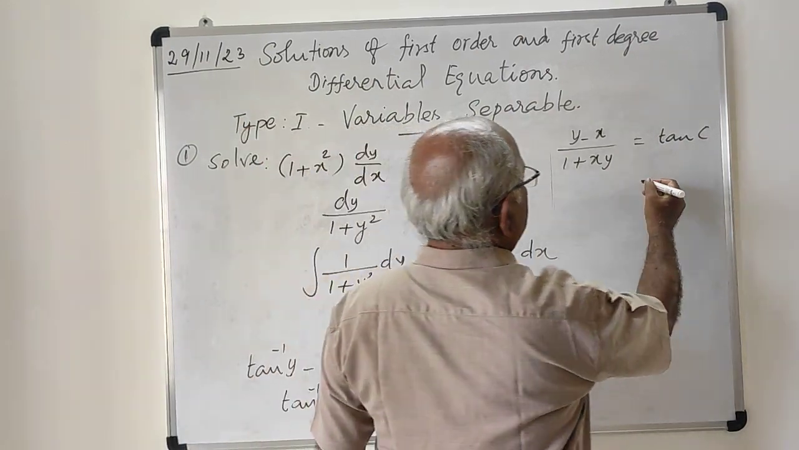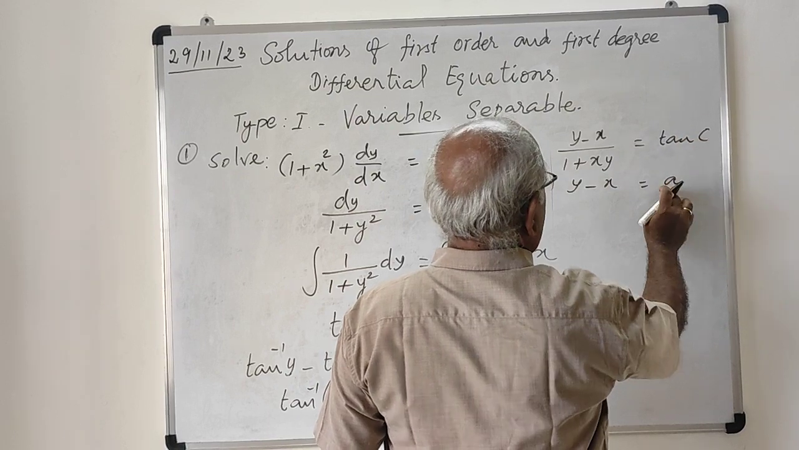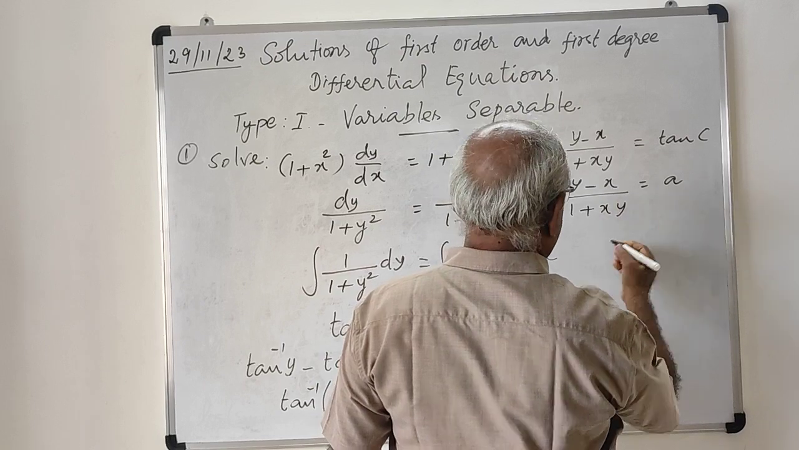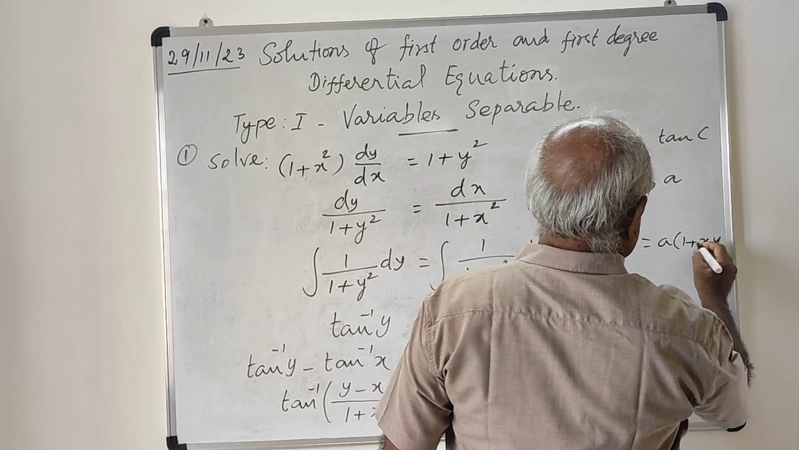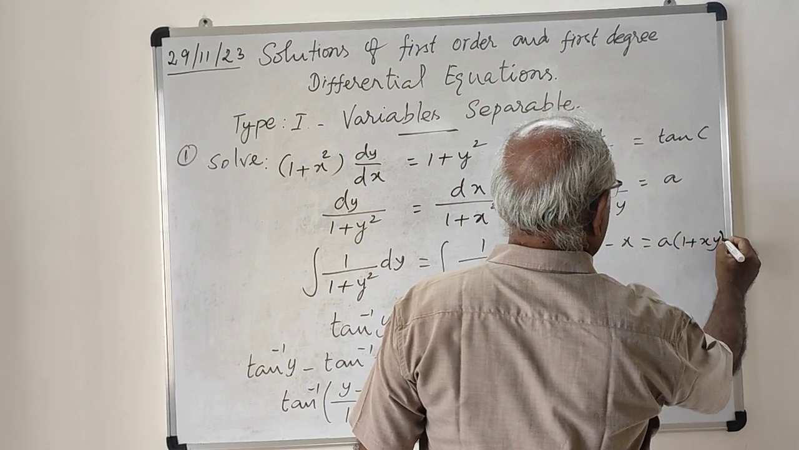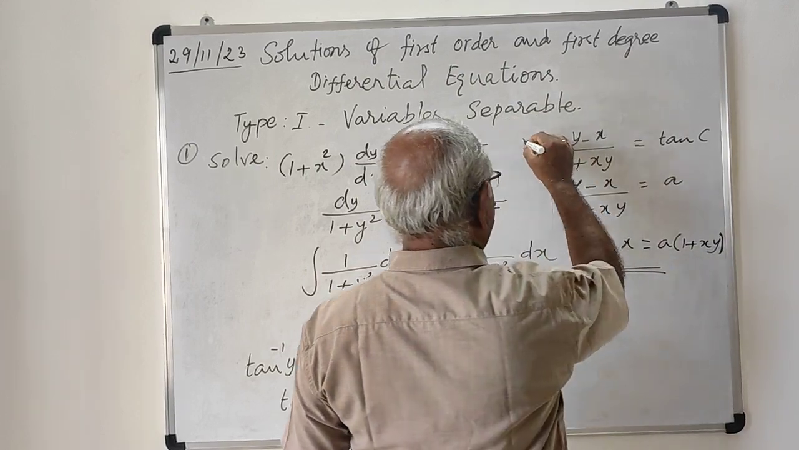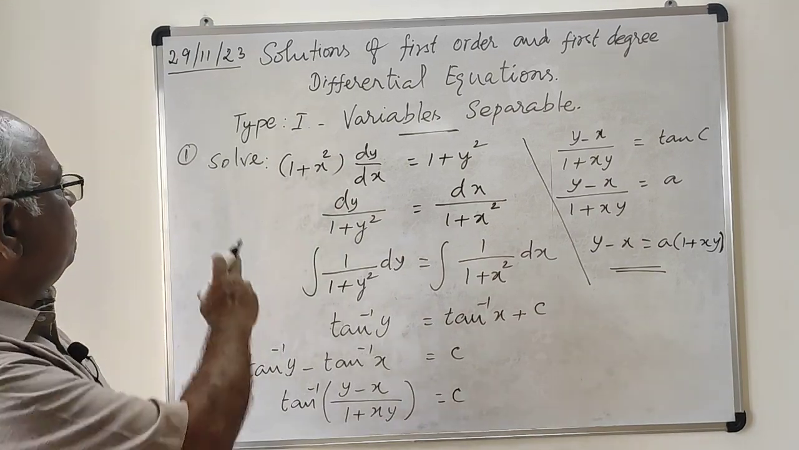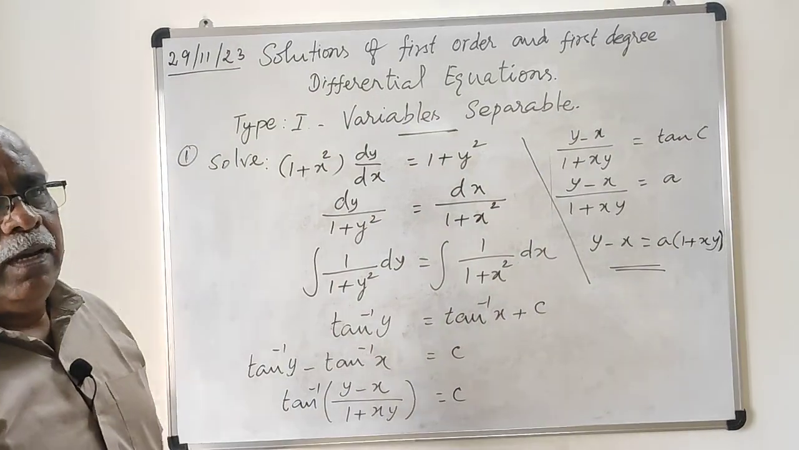Now consider this tan c as another constant a. So this is a constant, therefore I consider the constant as a. (y minus x) by (1 plus xy) equal to a, or otherwise y minus x equal to a into (1 plus xy). This is the general solution of the differential equation. That's all about the problem.